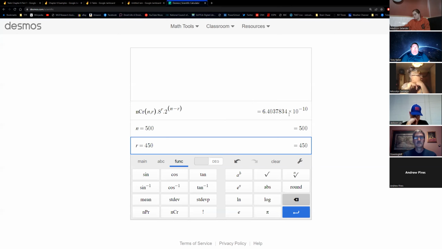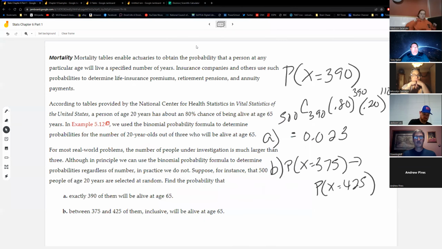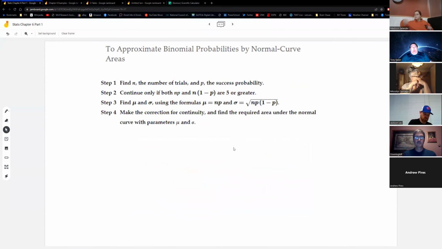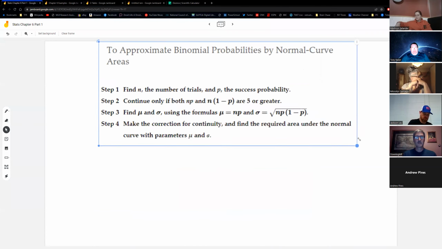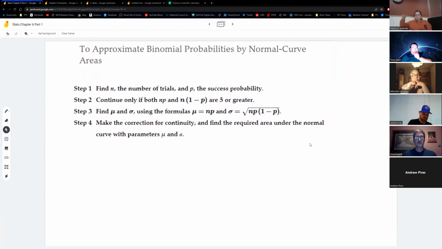So remember what I said, once we get a significantly large number of values, it basically falls into the normal curve. We just need to get that information, and then we can use the normal curve to do my calculations for it. So here's the step to do it. First two things you need is your N and your P. And remember when we're doing the binomial probabilities, they have to give you those.